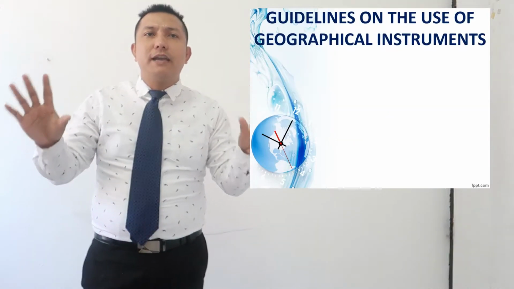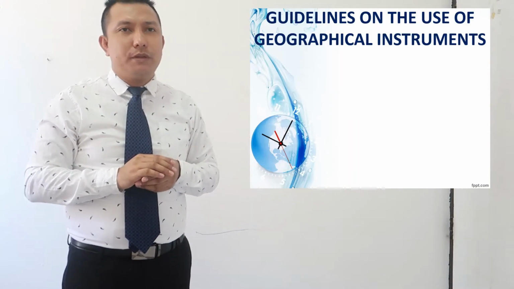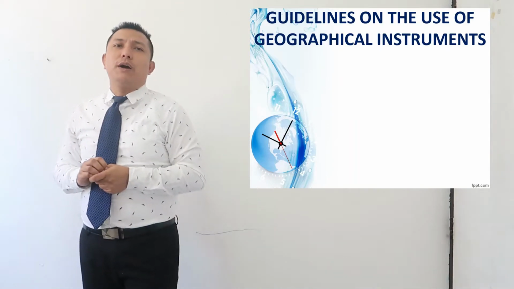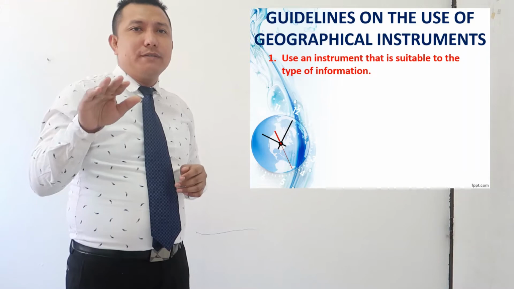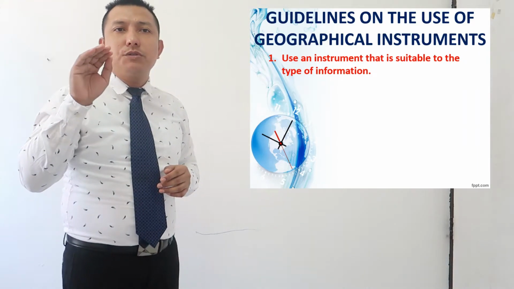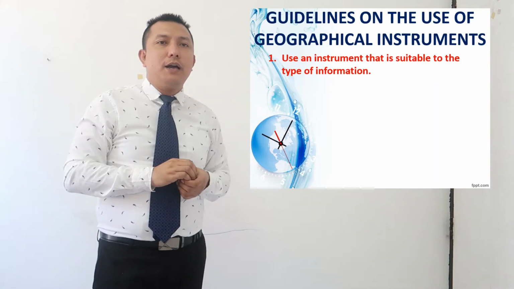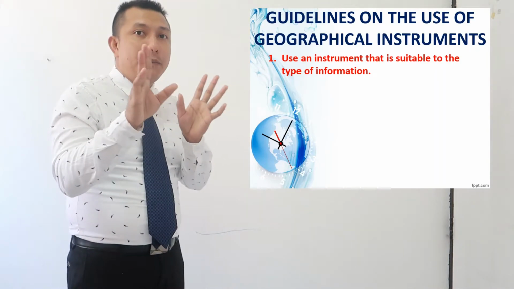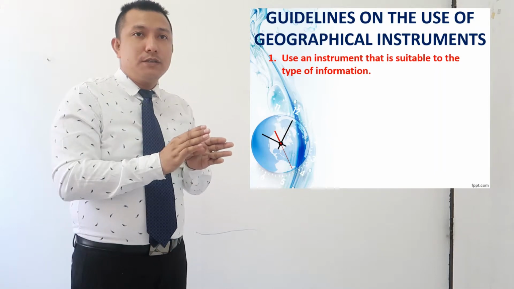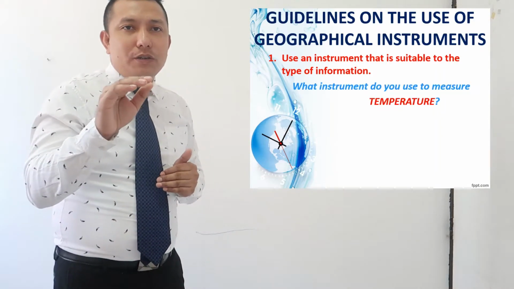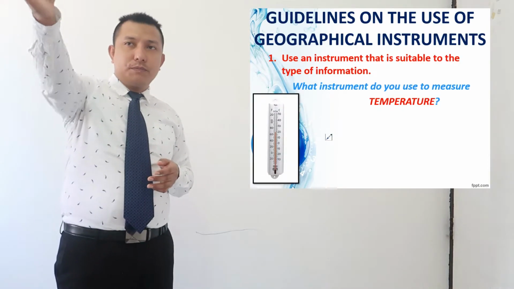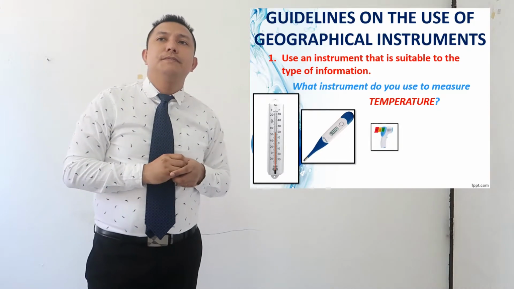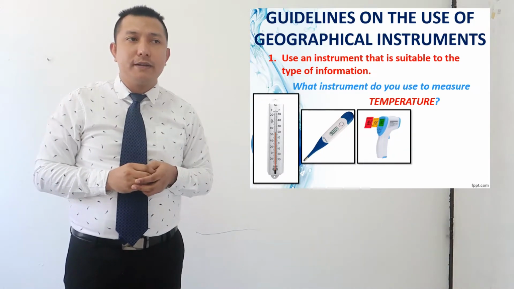We have also what we call the guidelines. Guidelines on the use of geographical instruments. We have to know the guidelines. Why? Because this is very important. The first one, use an instrument that is suitable to the type of information. If we have this kind of instrument, we have to know what is the use of this. So example, what instrument do you use to measure temperature? Okay. Okay, thank you. Please stand up. Very good. Yes, that's correct.